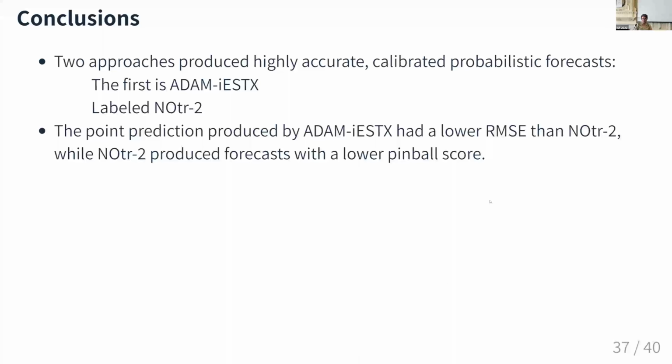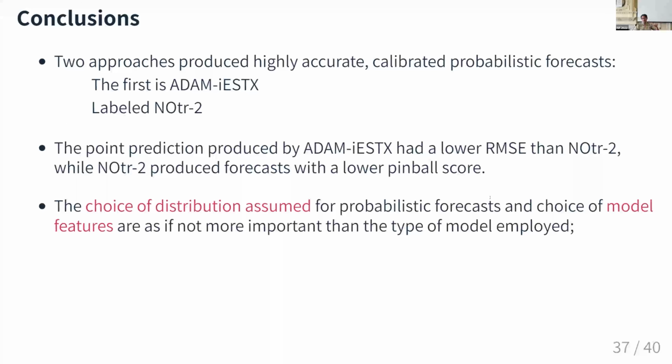So in terms of conclusions, there are two approaches developed by the team. They are calibrated forecasts and they are accurate in terms of the accuracy measures we considered. The point prediction produced by Adam ESTX had a lower root mean square error than the other one, which is based on GAM. But the model based on GAM and truncated normal distribution produced forecasts with a lower pinball score. So that means if you are interested really in the probabilistic forecast only, you should use that one. But if the point forecast only matters, maybe Adam ISTX is a good choice as well.